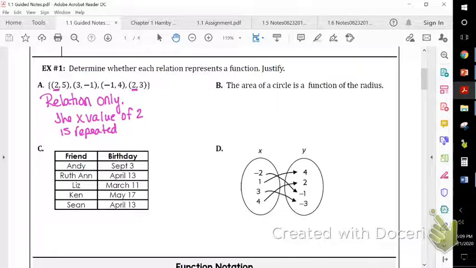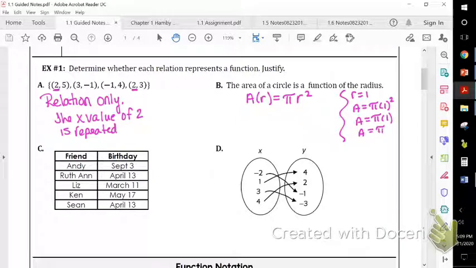Alright, what about B? The area of a circle is a function of the radius. So your area formula was A of r is equal to pi r squared. So just think about this. Let's let r be 1. We will have A is equal to pi times 1 squared, which is just pi times 1, which is just pi.